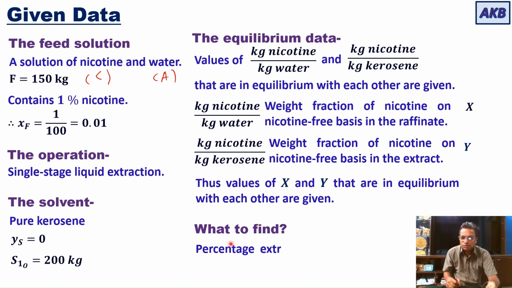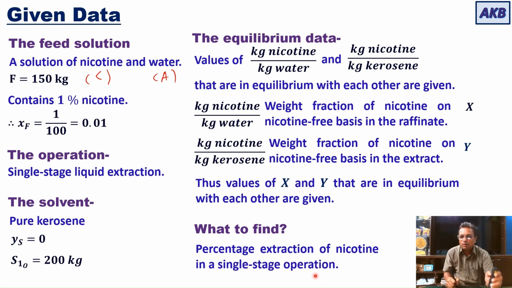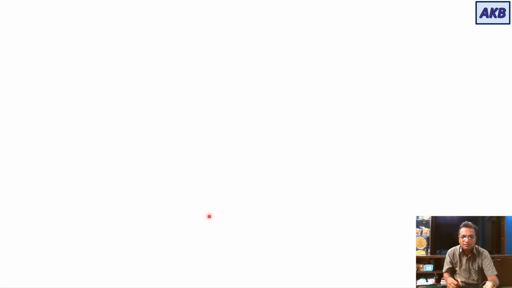Then what are we supposed to find? We have to find out the percentage extraction of nicotine in single stage operation. The task is to find out how much of the nicotine gets extracted, so that is what we have to report. So let us start the solution.